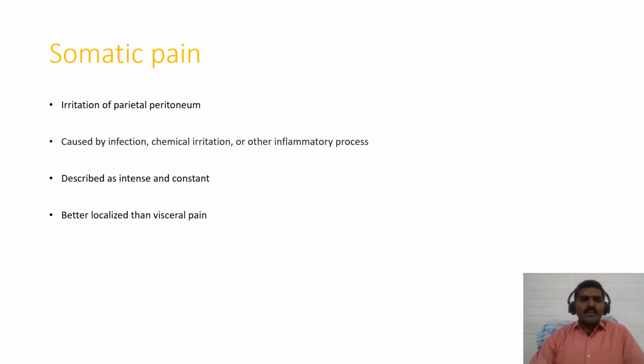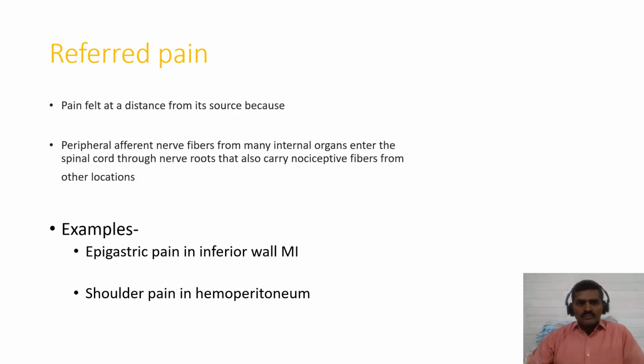Referred pain is pain felt at a distance from its actual source. It occurs because afferent nerves from many internal organs enter the spinal cord through nerve roots that also carry nociceptive fibers from other locations. Examples of referred pain include epigastric pain in inferior wall MI and shoulder pain in hemoperitoneum.